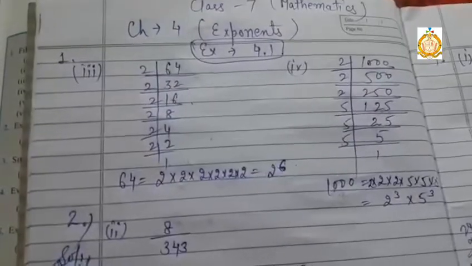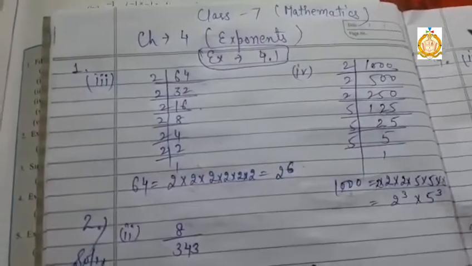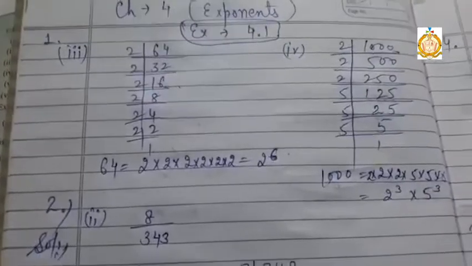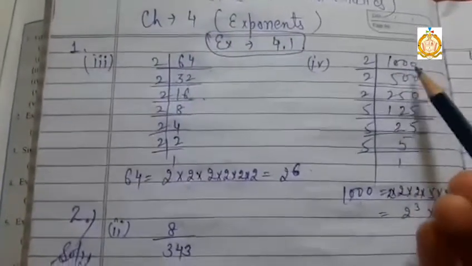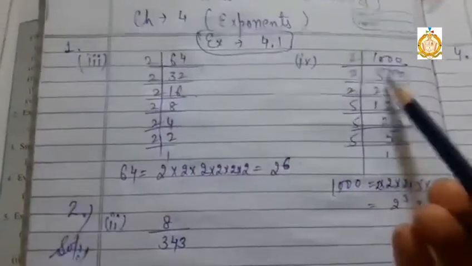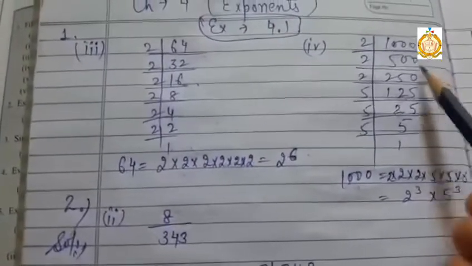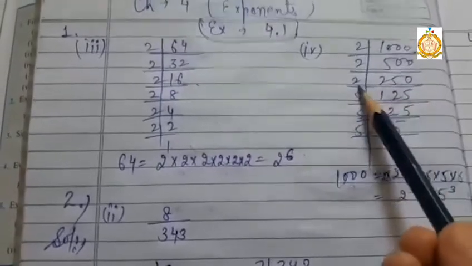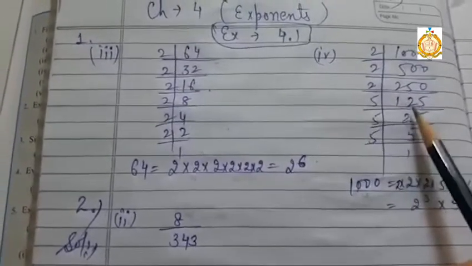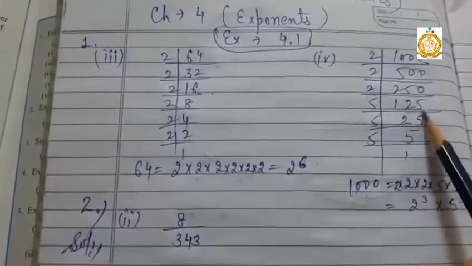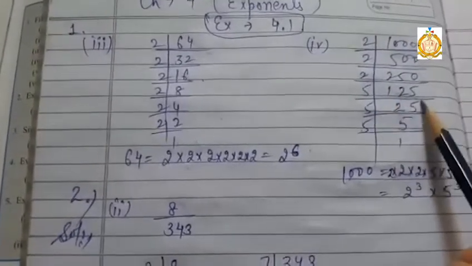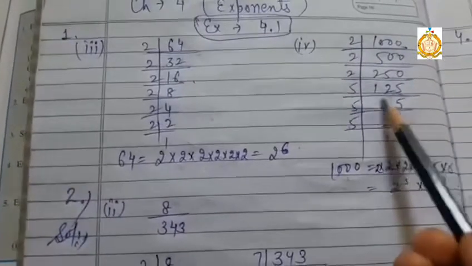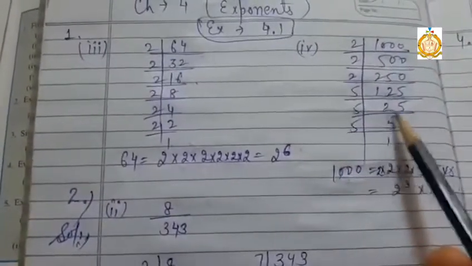We will solve it in a similar manner. We will do the prime factorization of 1000. 1000 is an even number, so we will divide it by 2. We will get 500, which is again an even number, so we will again divide it by 2. We will get 250. Again dividing it by 2, we will get 125. Now 125 is not divisible by 3, so we will divide it by 5 as it ends with 5. Dividing it by 5, we will get 25.